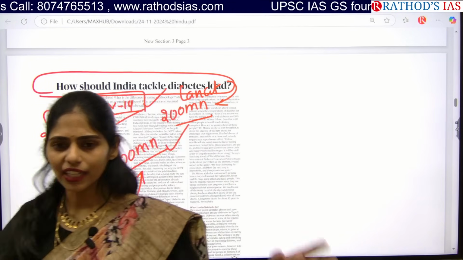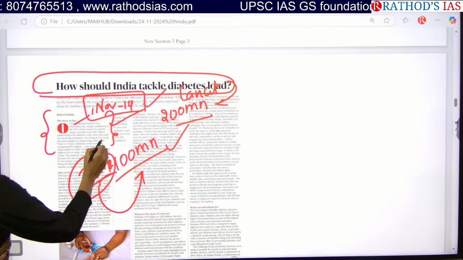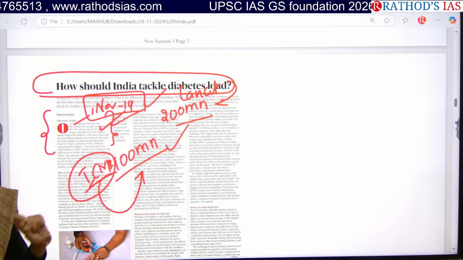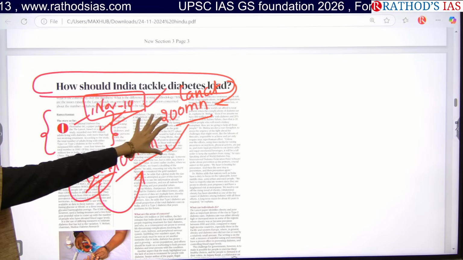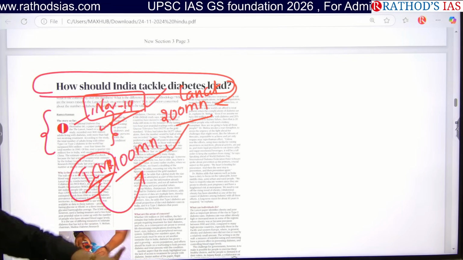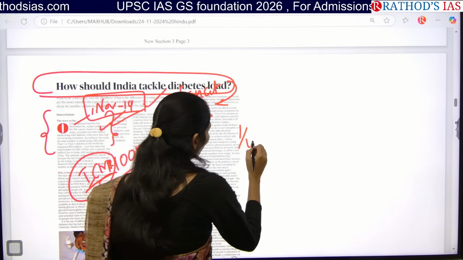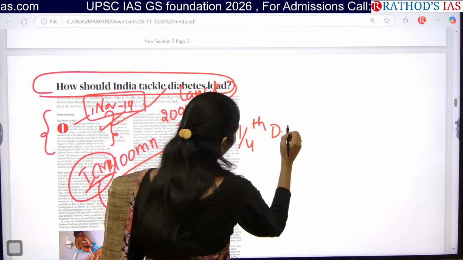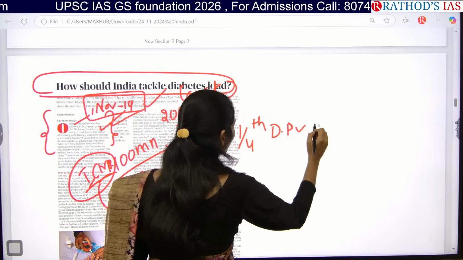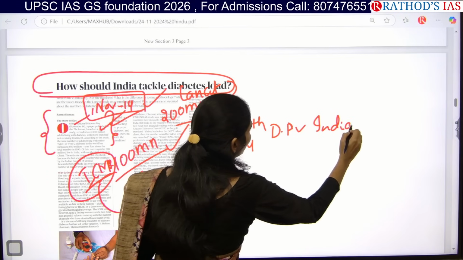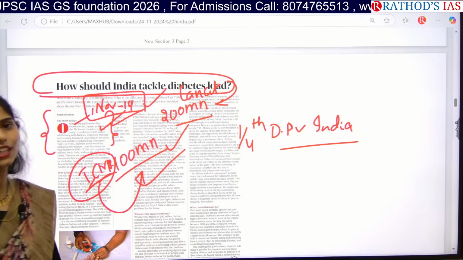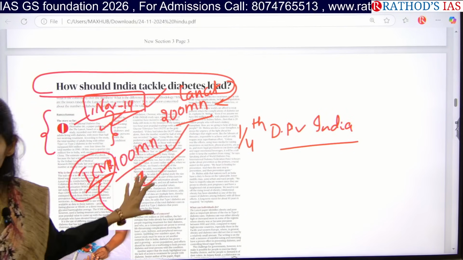So overall in the world, there are 800 million patients of diabetes. Of this 800, 200 are in India. That means a quarter, one fourth of the world's diabetes patients are in India. But India's data is saying that only 100 million. That means it is claiming only half.